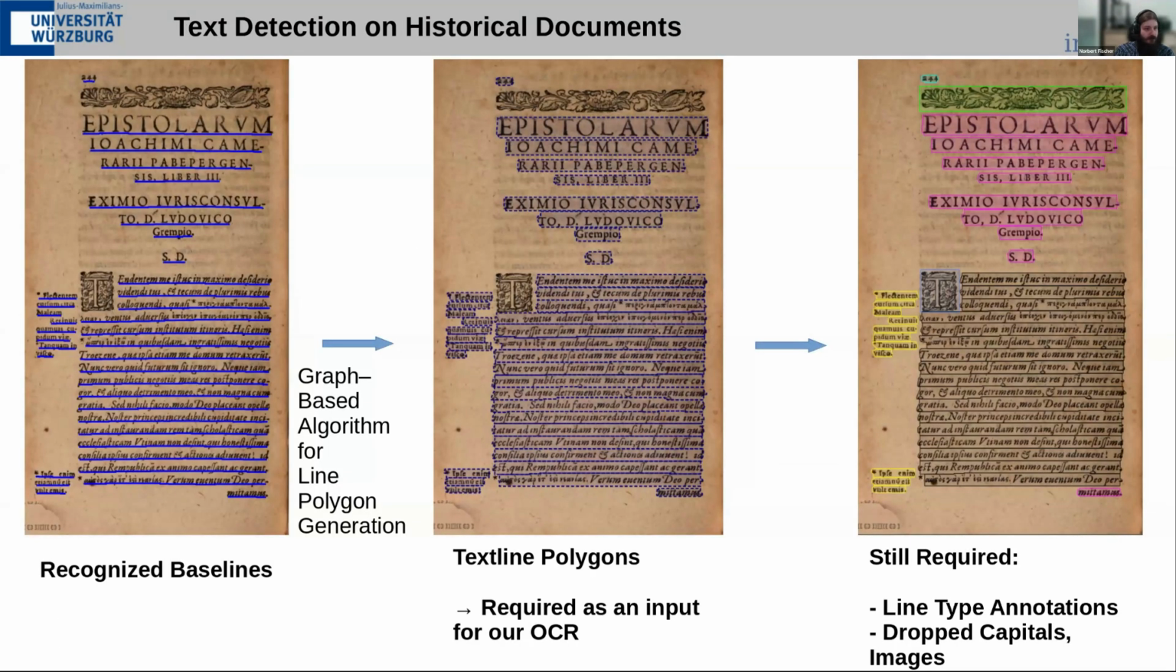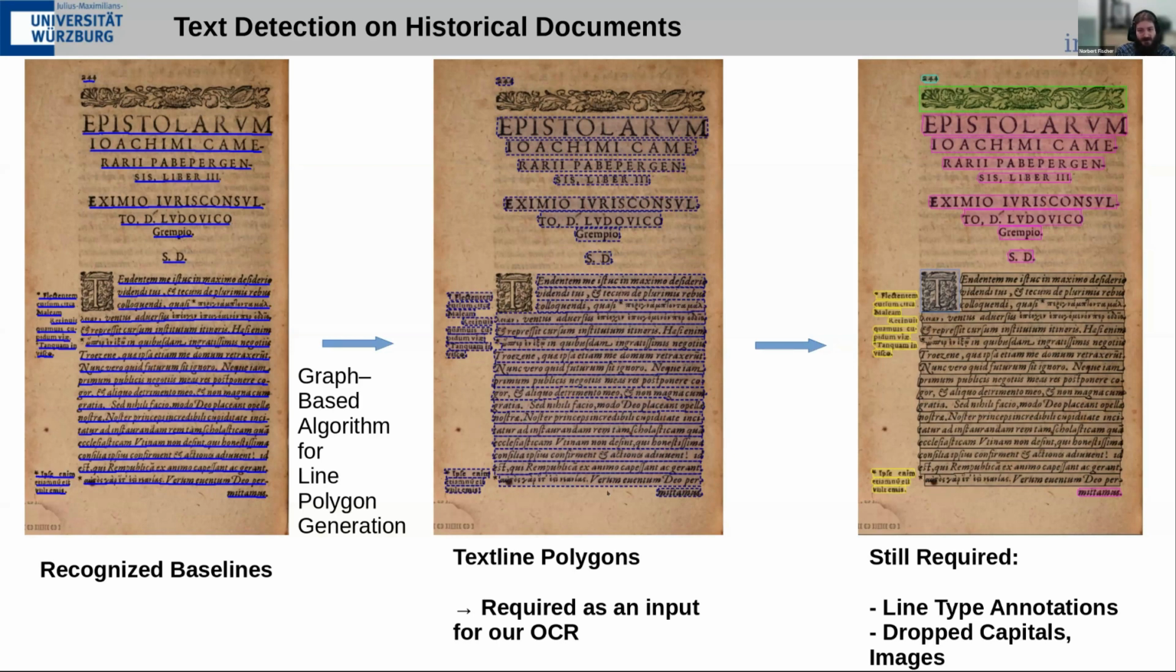Okay, let's have a look at what we have so far. We have built a machine learning model that can recognize the baselines on our document, but for the OCR, it's important that we generate text line polygons, which we can then feed into the OCR. For this, we use a graph-based algorithm for line polygon generation, which is a bit too complicated to go into detail right now, but you can think of it as follows: it takes an individual baseline and the baselines in its immediate context, and then it combines them and forms the line polygons.